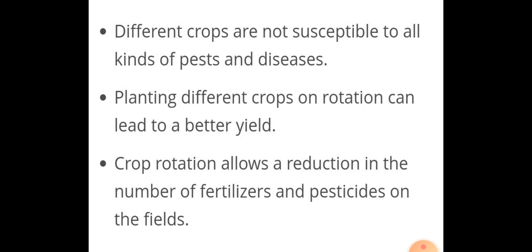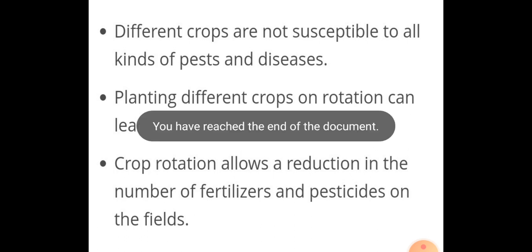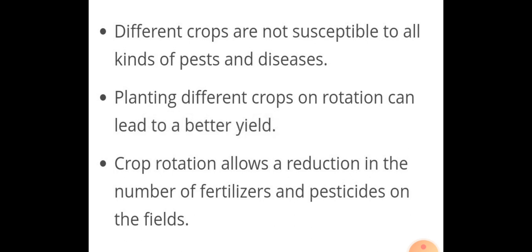Different crops are not susceptible to all kinds of pests and diseases. This is also the main advantage. If you change the crop sequence, then the chances of pest attack and diseases are also minimized. Planting different crops in rotation can lead to a better yield. Crop rotation also allows a reduction in the amount of fertilizers and pesticides used on the field. So this is also one of the advantages of crop rotation, the reduction of fertilizers and pesticides on the same field. So this is all about the different cropping patterns.